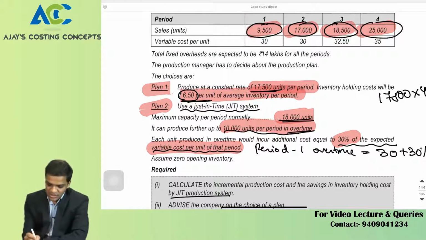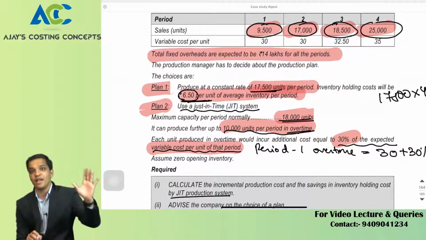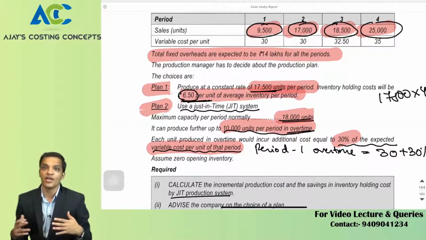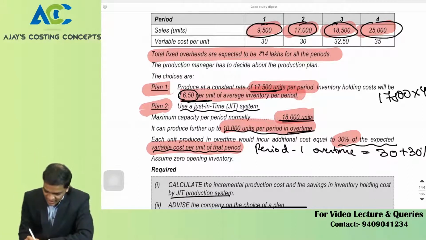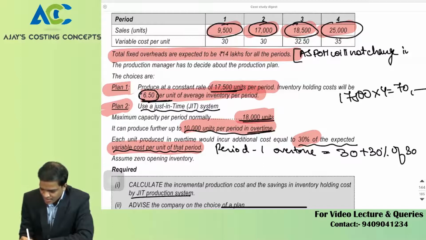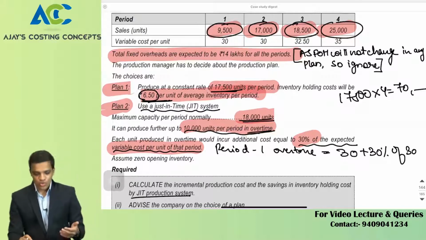Now in this whole solution, we have not considered fixed overhead cost, right? Why have we not considered fixed overhead cost? Because any plan you follow, fixed overhead would remain the same. So there won't be a question of incremental or decremental fixed overhead, or change in fixed overhead. That is the reason I am writing a note over here for your understanding: fixed overhead will not change in any plan, so ignore. Right? This would be helpful for you to understand fixed overhead.